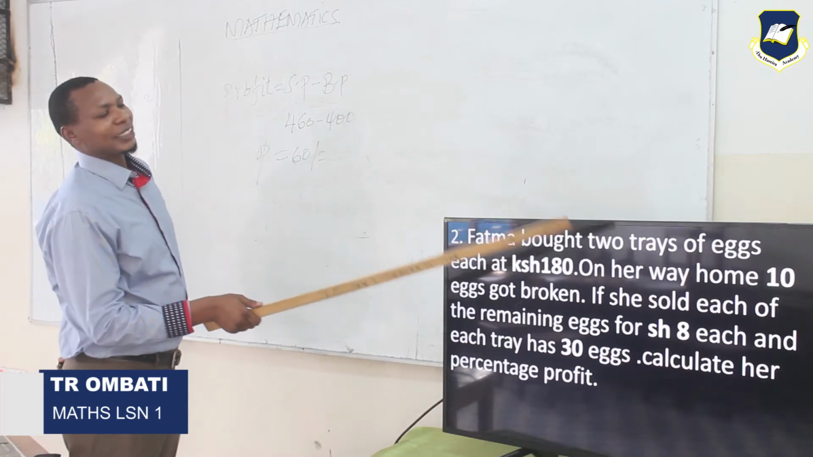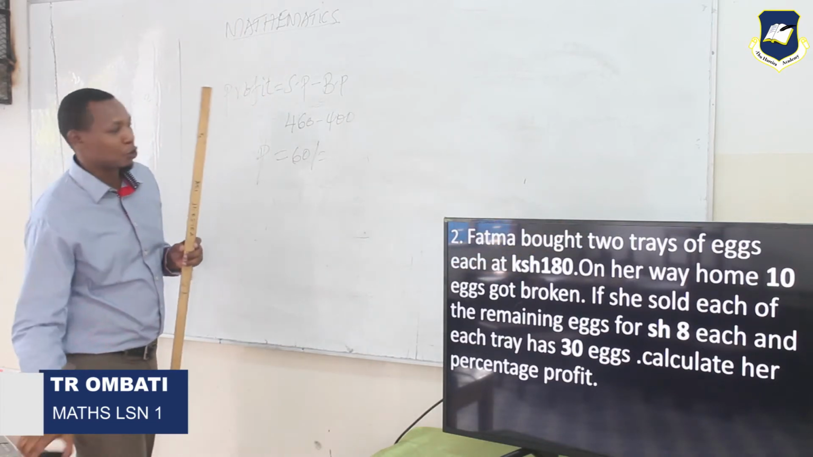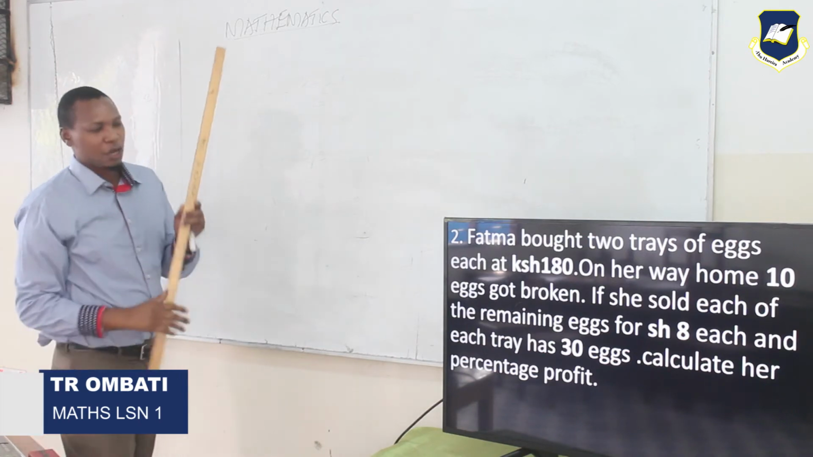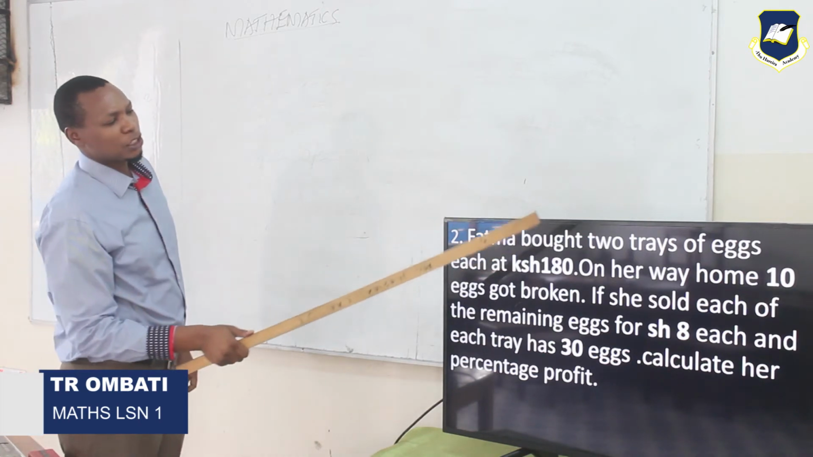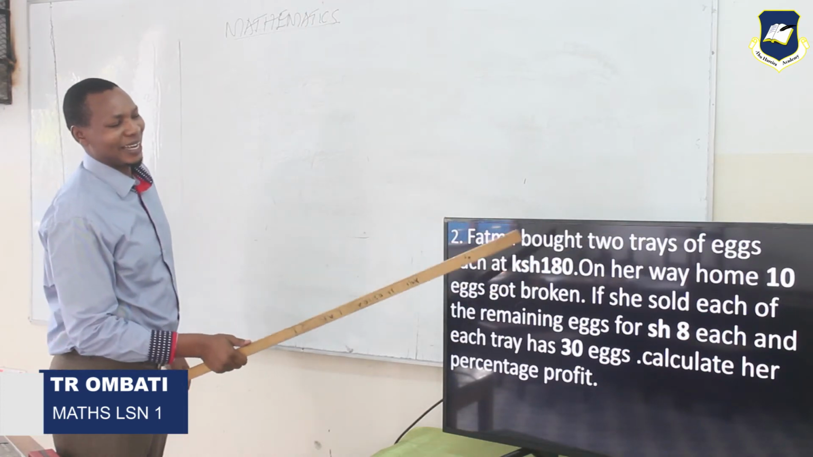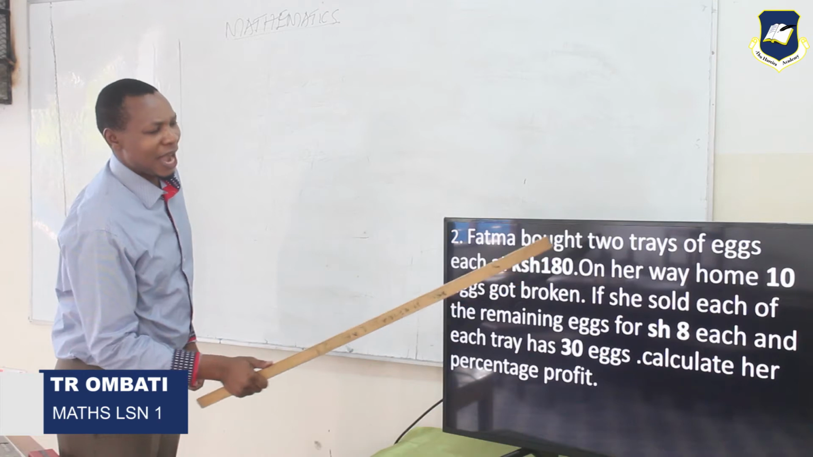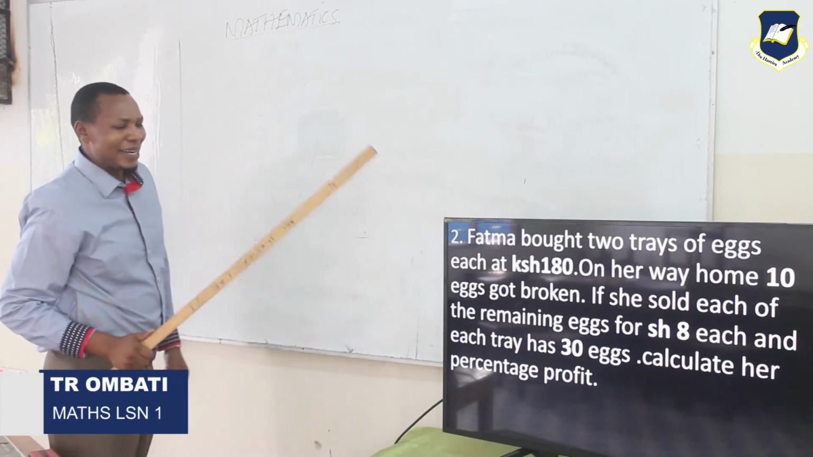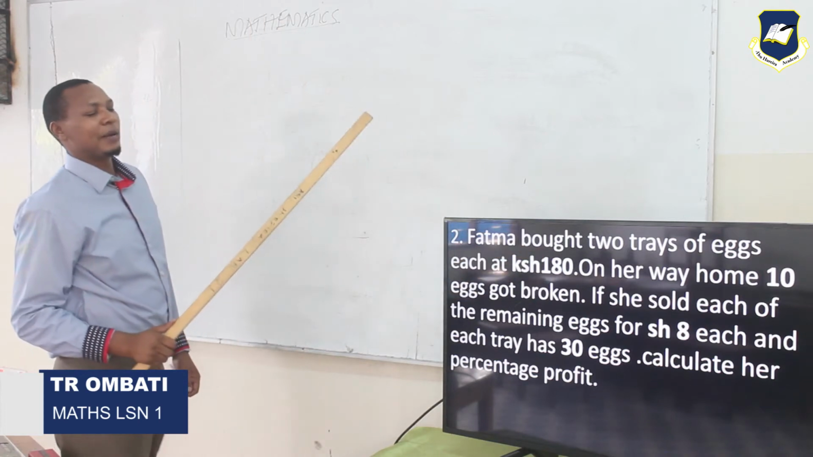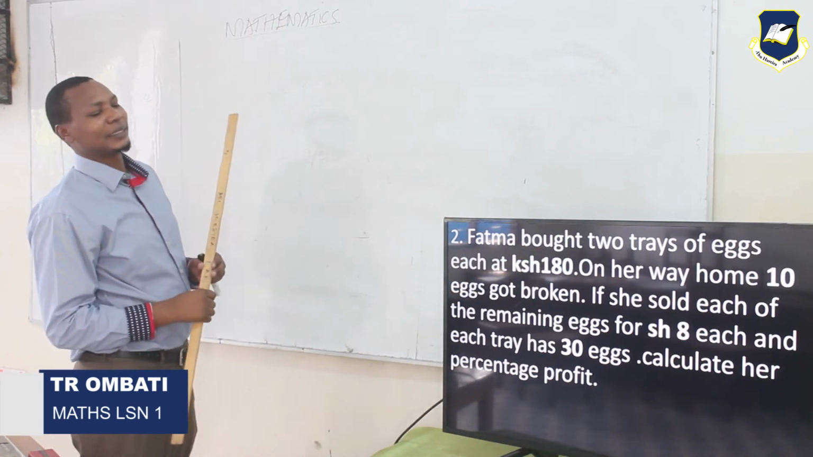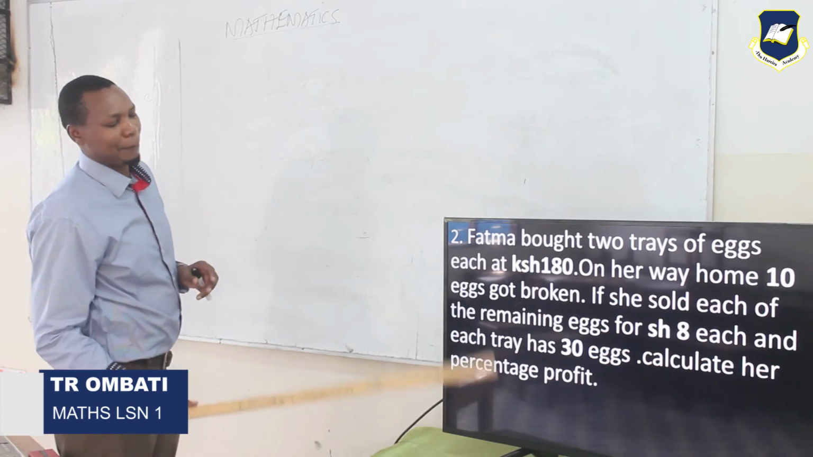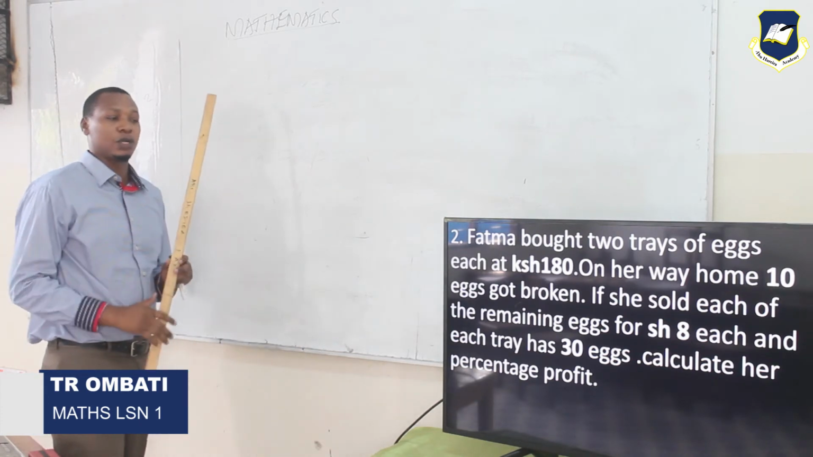Fatima bought 2 trays of eggs. That's what I want you to understand now. We are now going to what we call the application questions. Fatima bought 2 trays of eggs, each at 180 shillings. On her way home, 10 eggs got broken. If she sold each of the remaining eggs for 80 shillings each, and each tray has 30 eggs, calculate her percentage profit. Now that's a very good question.